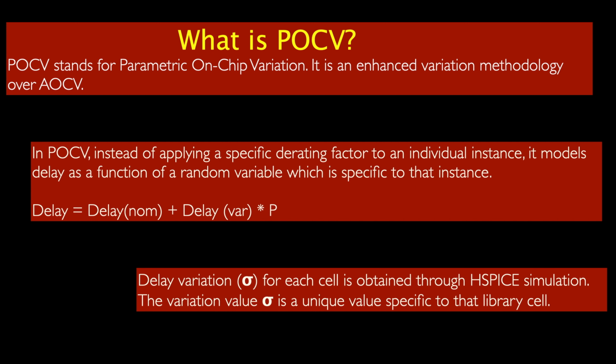The delay variation, which is the sigma for each cell, is obtained through Monte Carlo SPICE simulations, and the value of sigma is a unique value which is specific to that particular library cell. Alright, we'll take a look at some of the terminologies used for POCV analysis in the upcoming slides.